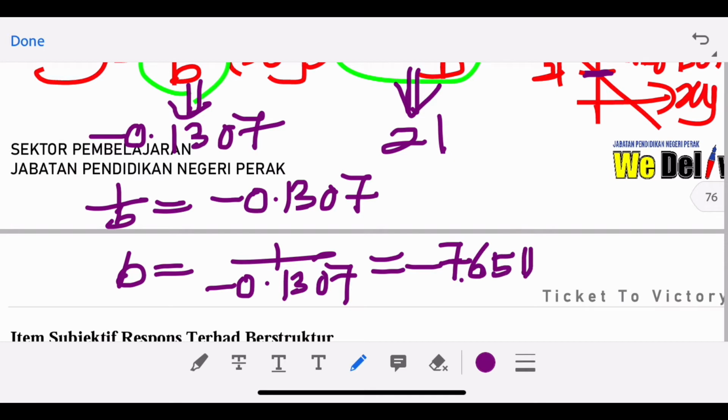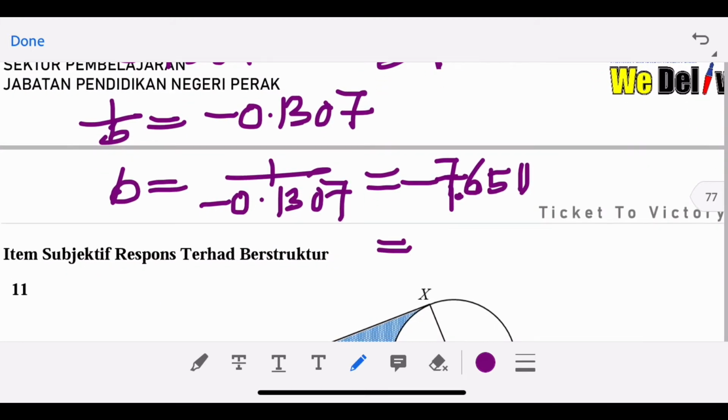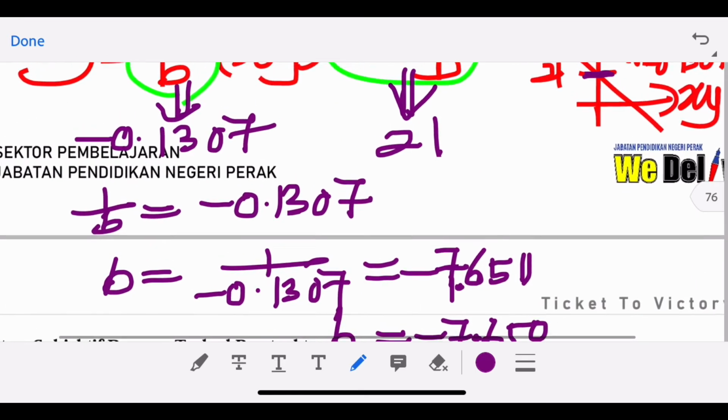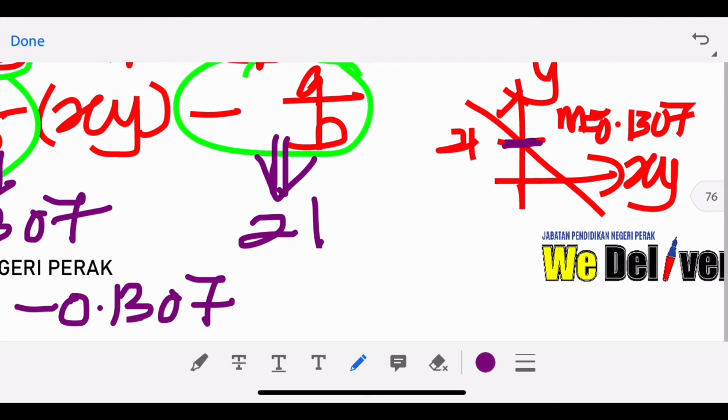7.6511. The answer varies, depending on the gradient of the graph. Alright, so long as your answer is negative 7.7 something, it is okay. So this is the B, and since we got B already, we can use the B to solve the A.